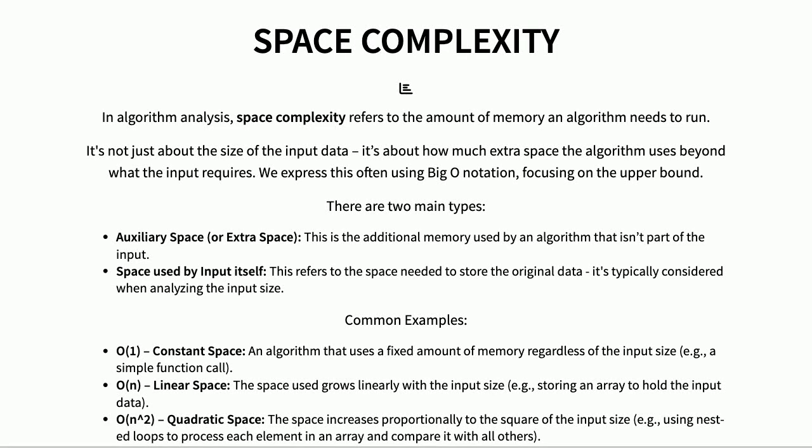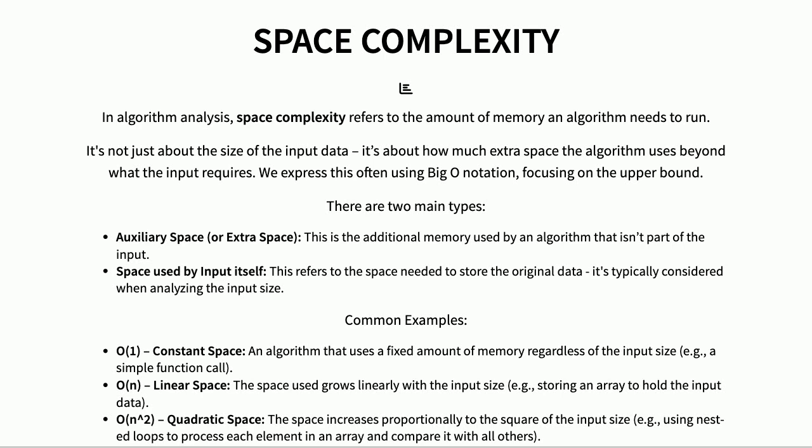Okay, let's talk about space complexity. It's a really important concept when we're thinking about how efficient our algorithms are. Simply put, space complexity tells us how much memory an algorithm needs to run beyond just the size of the data it's working with. There are two main things to consider: auxiliary space, which is extra memory used by the algorithm itself, and the space needed for the input data.